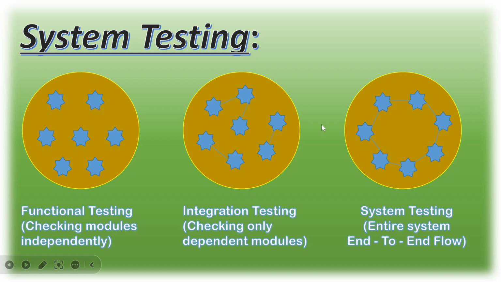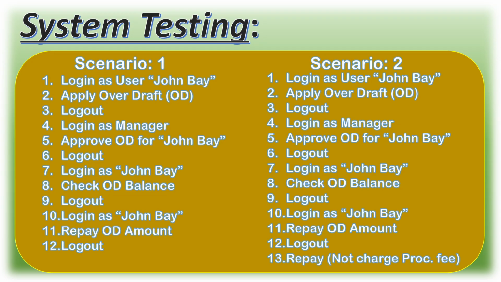Alright. So there is no need to test the negative test scenarios because we have already tested all those scenarios during functional testing. So please remember, functional testing will be priority 1. Once the functional testing is completed, then only we can go for integration testing. Once the integration testing is completed, then only we can perform system testing. Alright. So let's see some examples.